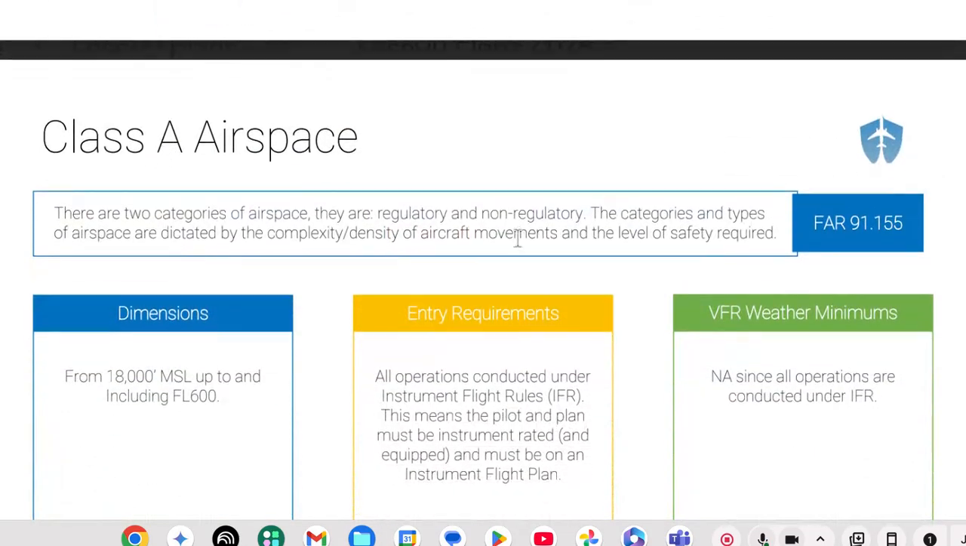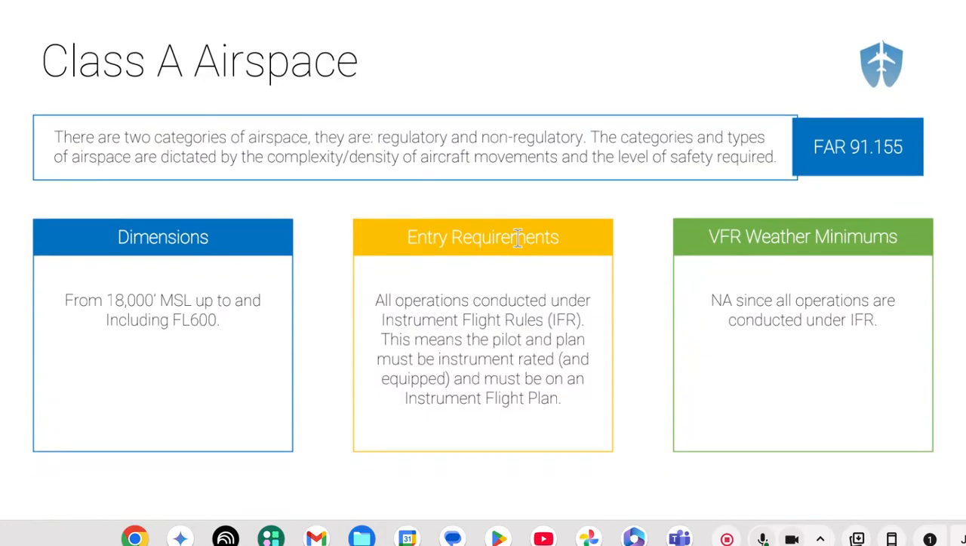So let's go ahead and start with Class Alpha Airspace. The dimension is going to be starting from 18,000 feet MSL up to 60,000 feet, or flight level 600. The biggest thing about this airspace is you must be on an instrument flight plan under IFR, and you also have to be instrument rated to fly IFR, so no VFR flying in Class Alpha, and therefore there won't be any VFR weather minimums in Class Alpha airspace.